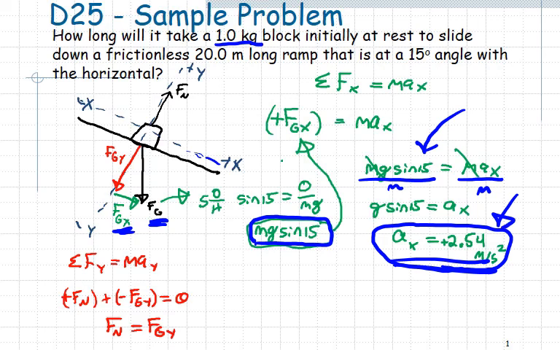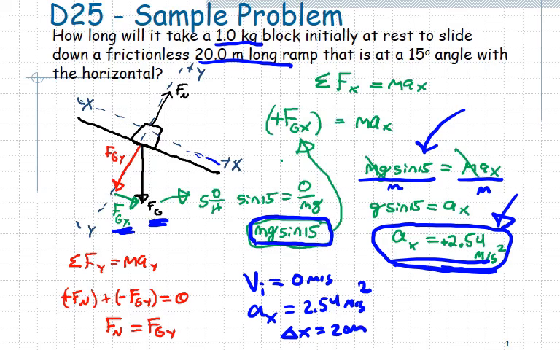Now that you have that, we can look at the motion. The initial velocity is 0 meters per second. The acceleration is 2.54 meters per second squared. It's a 20 meter long ramp, so delta x is 20 meters. And we have the acceleration, the initial velocity, and delta x. So we want to figure out how much time it will take for it to go down. If you go to the one-dimensional motion kinematic equations, you can find what that is and then determine time. So go ahead and pause the clip and see if you can determine time.